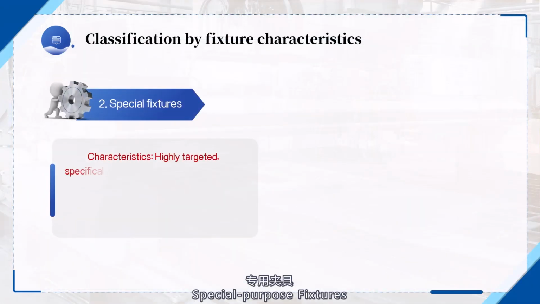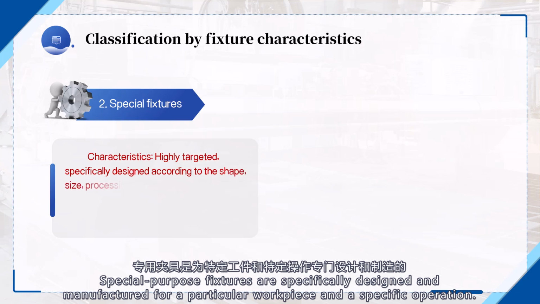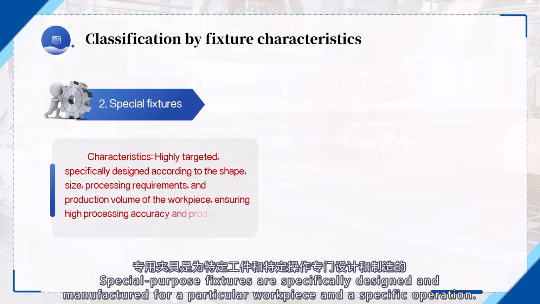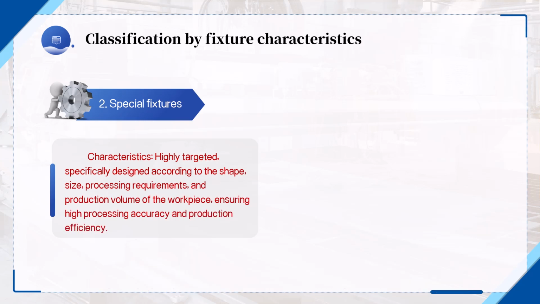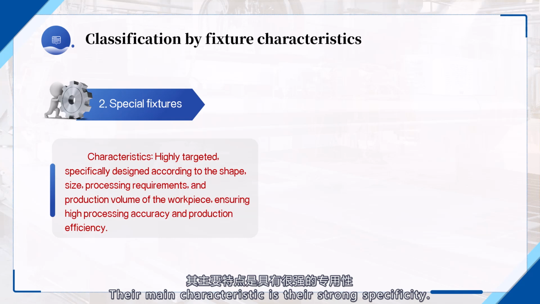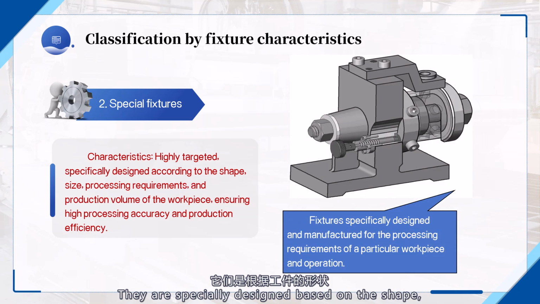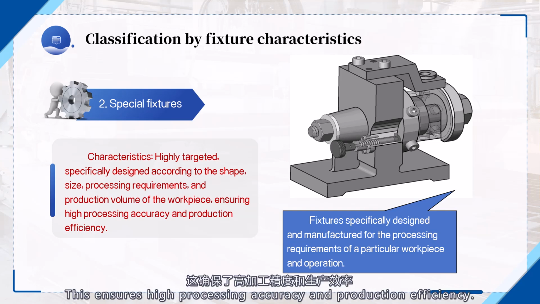Special-purpose fixtures. Special-purpose fixtures are specifically designed and manufactured for a particular workpiece and a specific operation. Their main characteristic is their strong specificity. They are specially designed based on the shape, size, processing requirements, and the production volume of the workpiece. This ensures high processing accuracy and production efficiency.